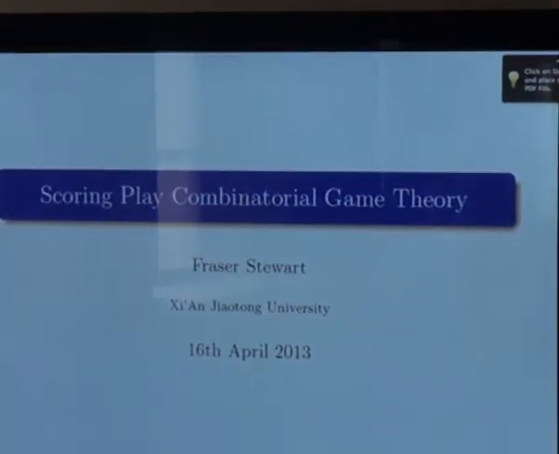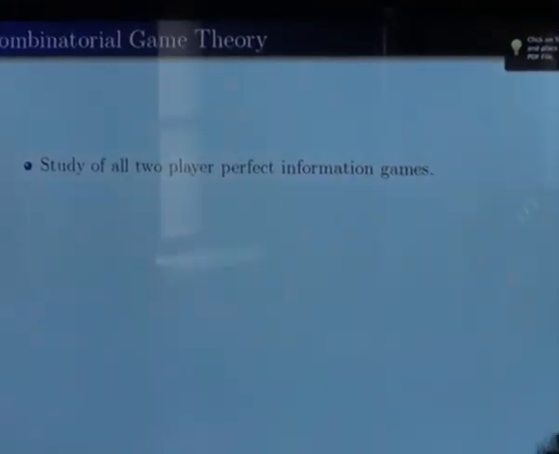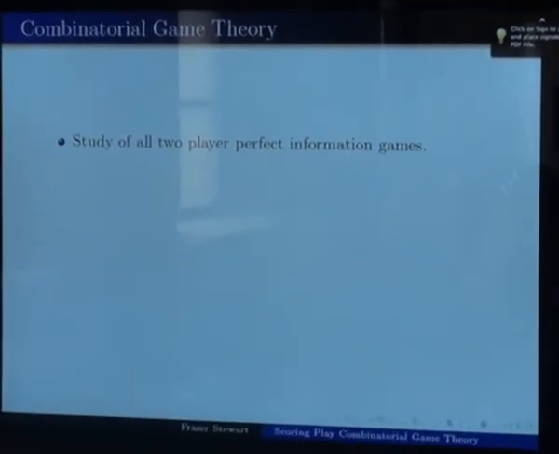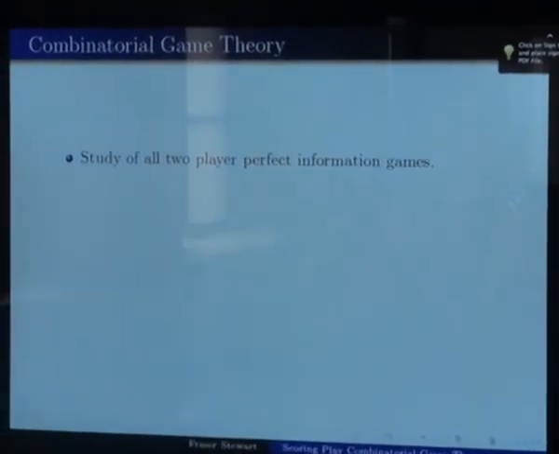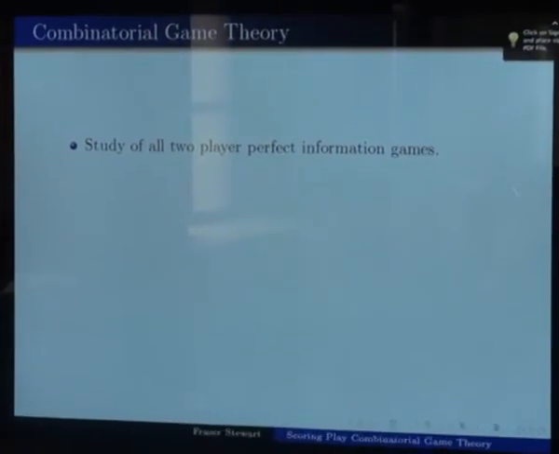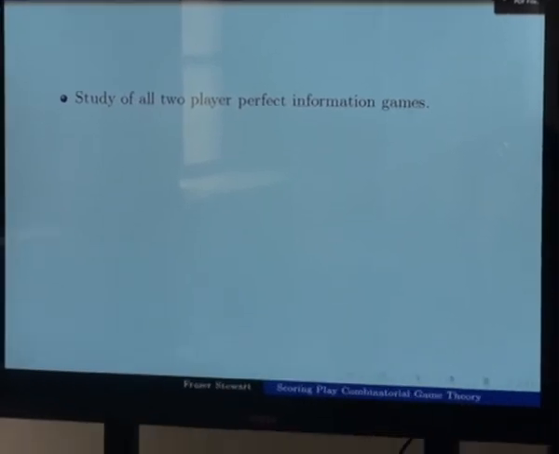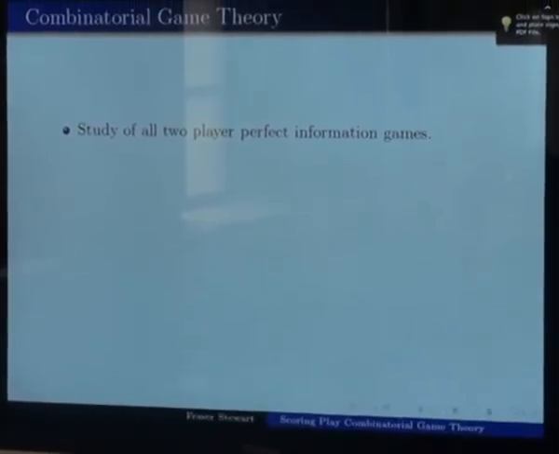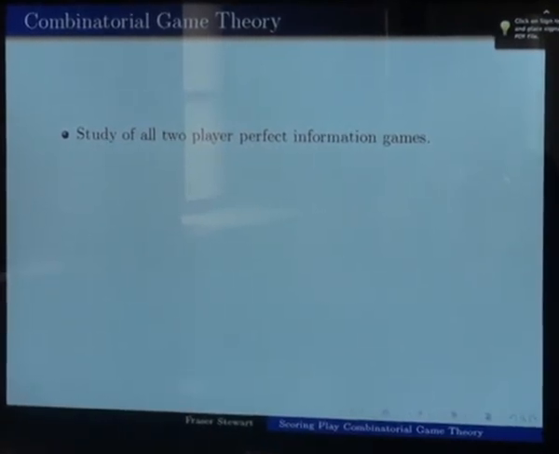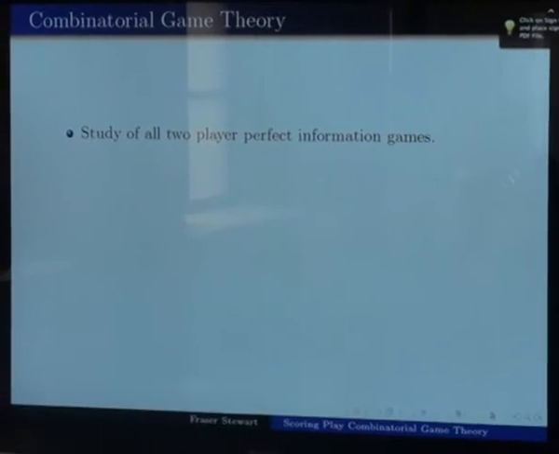Hi everybody, so today I'm going to talk to you a bit about game theory. Before we get started, the first thing I want to talk about is what combinatorial game theory actually is. Combinatorial game theory is the study of all two-player perfect information games. A good example would be a game like Weiqi or Xiangqi, where you have two players and they both have complete information about the game. In other words, they know where all their opponent's pieces are, they know all their opponent's potential moves, and they know all their opponent's potential available strategies.